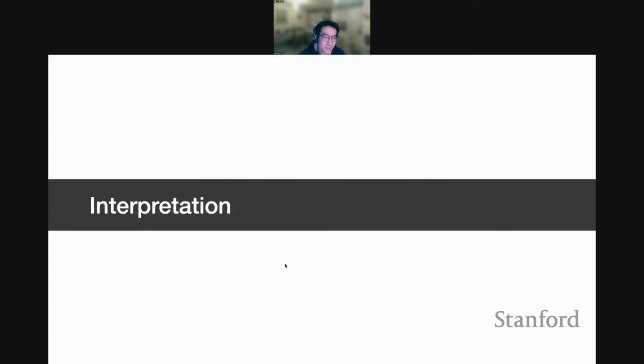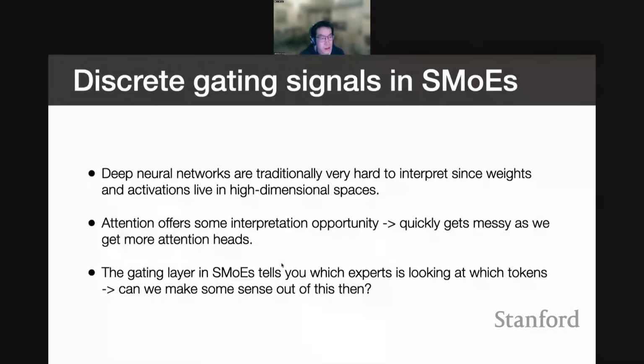Now I want to talk about how to interpret mixture of expert models. Mixture of expert models with a sparse gating layer actually provide you an incredible opportunity by giving you discrete gating signals. Deep neural networks are traditionally very, very hard to interpret, since all the weights and activations live in very high dimensional spaces. The attention in transformers potentially offers some interpretation opportunity, because you can look at how much of the attention weights get assigned to which tokens.